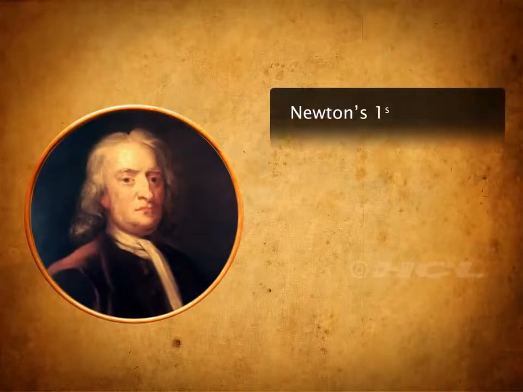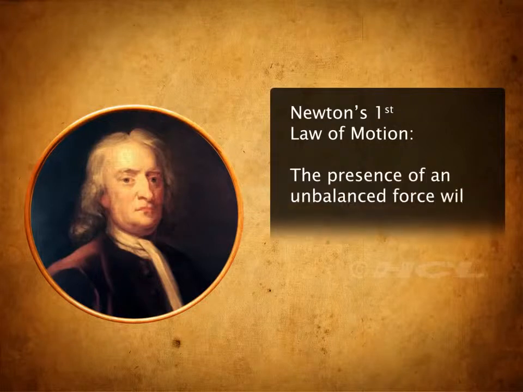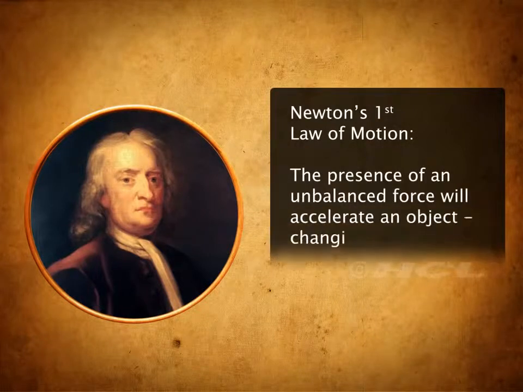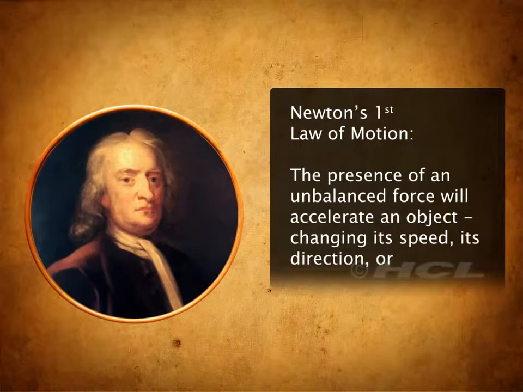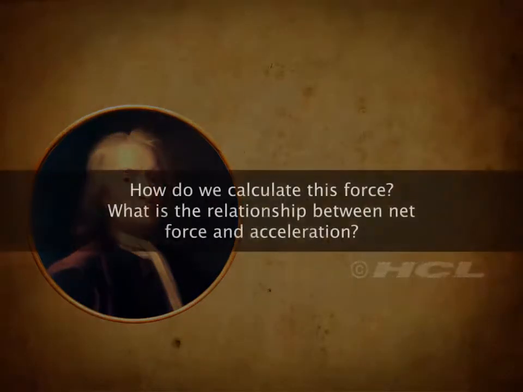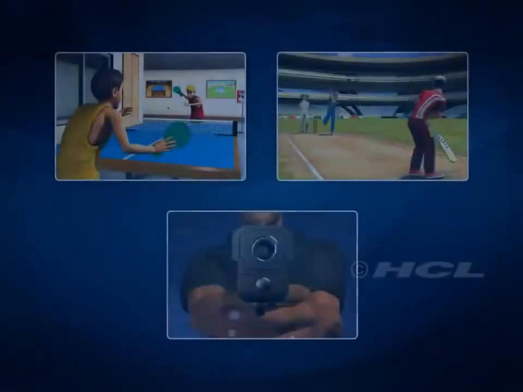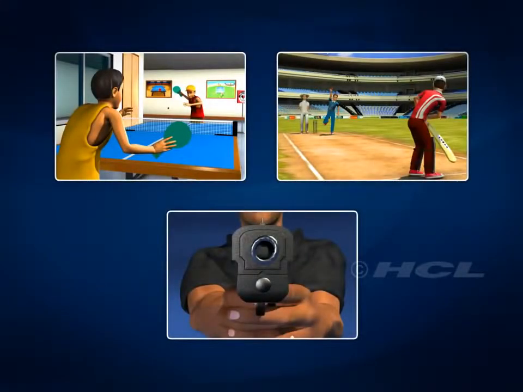According to Newton's first law of motion, the presence of an unbalanced force will accelerate an object, changing its speed, its direction, or both its speed and its direction. How do we calculate this force? What is the relationship between net force and acceleration? Let's observe some real-life events to find answers.